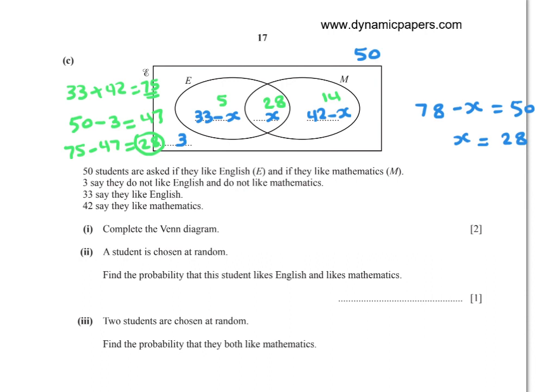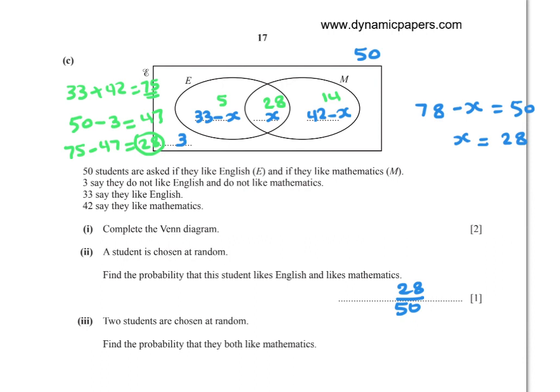Now for part double I. A student is chosen at random. Find the probability that this student likes English and likes mathematics. We have 28 and total 50. So the probability is 28 over 50.